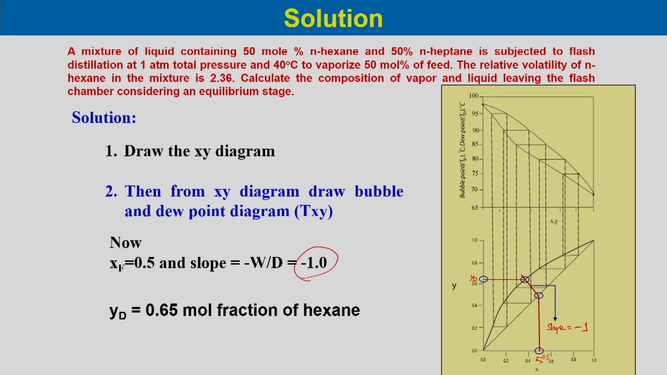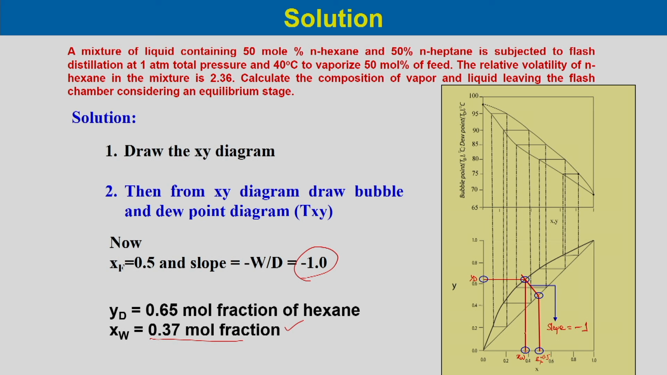Now, what would be the bottom composition of N-hexane? From this point you just go vertically down to the x axis, and you obtain XW, which is over here. So, you will get XW of about 0.37.